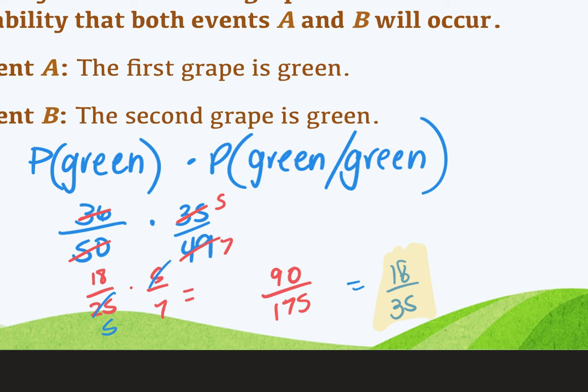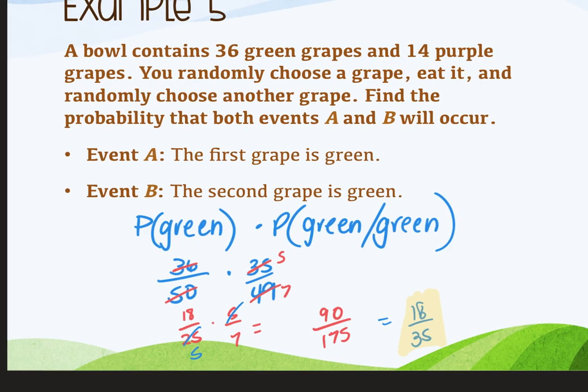How did you know it was dependent? Because you ate the grape. You changed the sample space. Yep. You're welcome. This is the last lesson, right? Yeah.